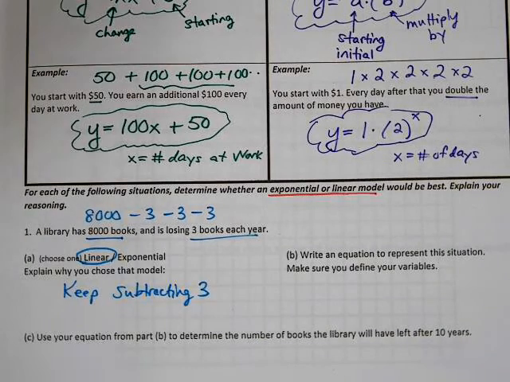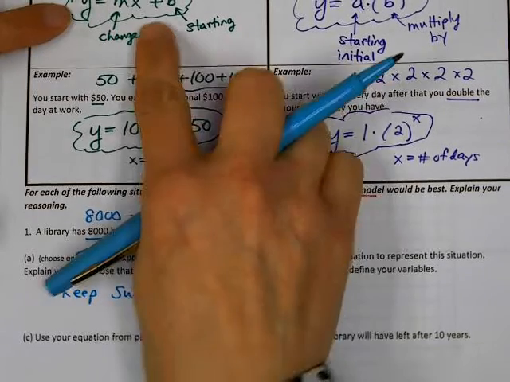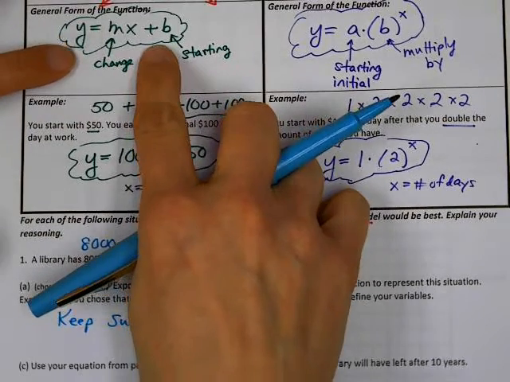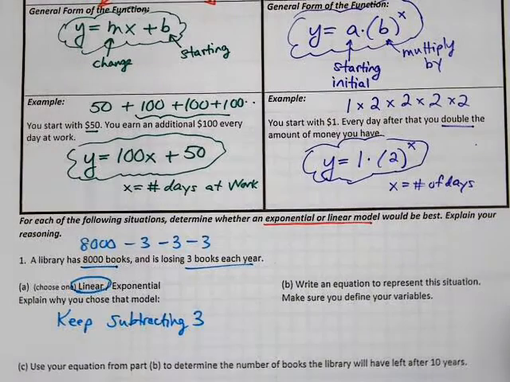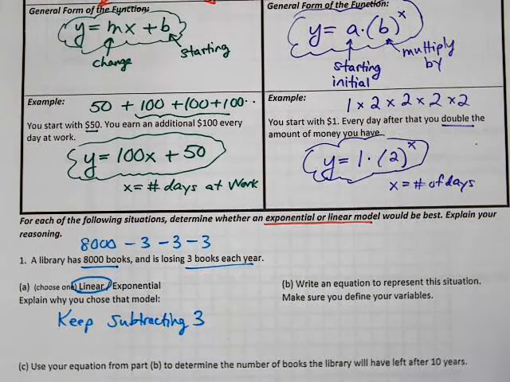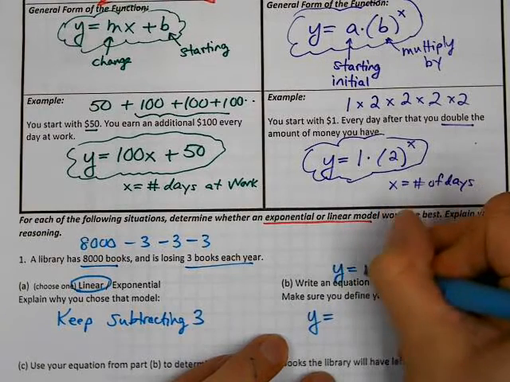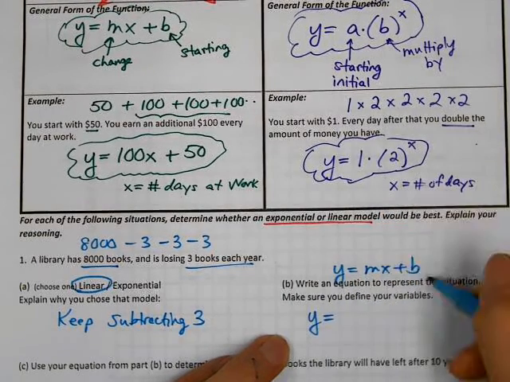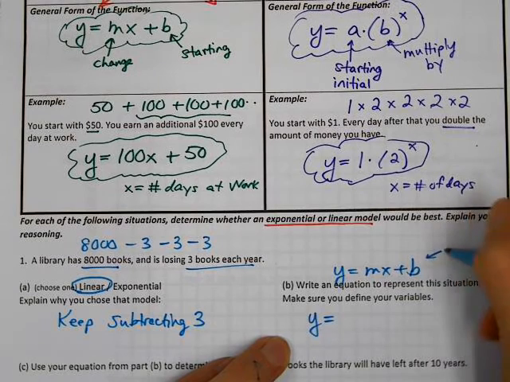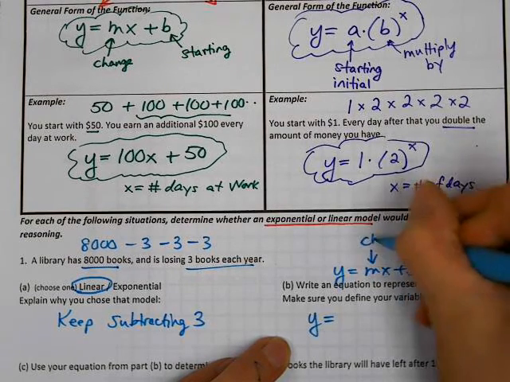Okay, let's go ahead and write an equation for this situation. For linears, we're going to use y equals mx plus b. Remember, b is the starting number and m is the change.